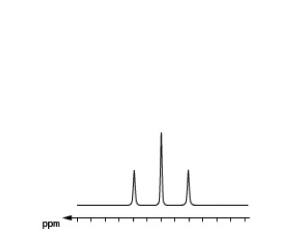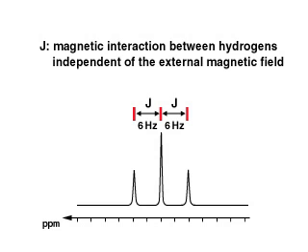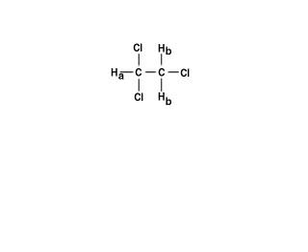In simple multiplets, all the peaks are separated by the same distance, called the coupling constant, J. To obtain J, measure the distance between two adjacent peaks in hertz. The magnitude of J depends on the strength of the magnetic interaction between the hydrogens and is independent of the external magnetic field. Since coupling is a reciprocal process, the coupling constant for hydrogen A interacting with hydrogens B is the same as for hydrogens B interacting with hydrogen A.